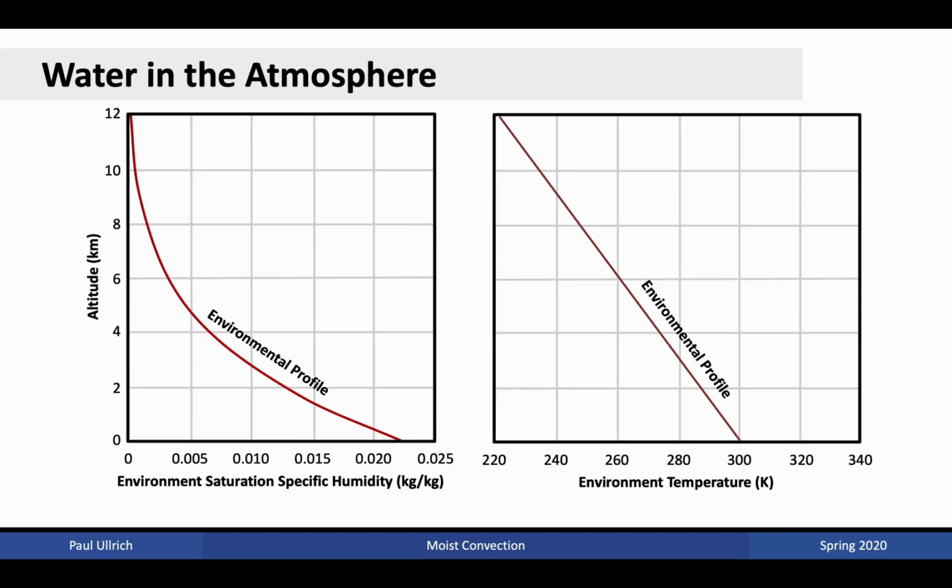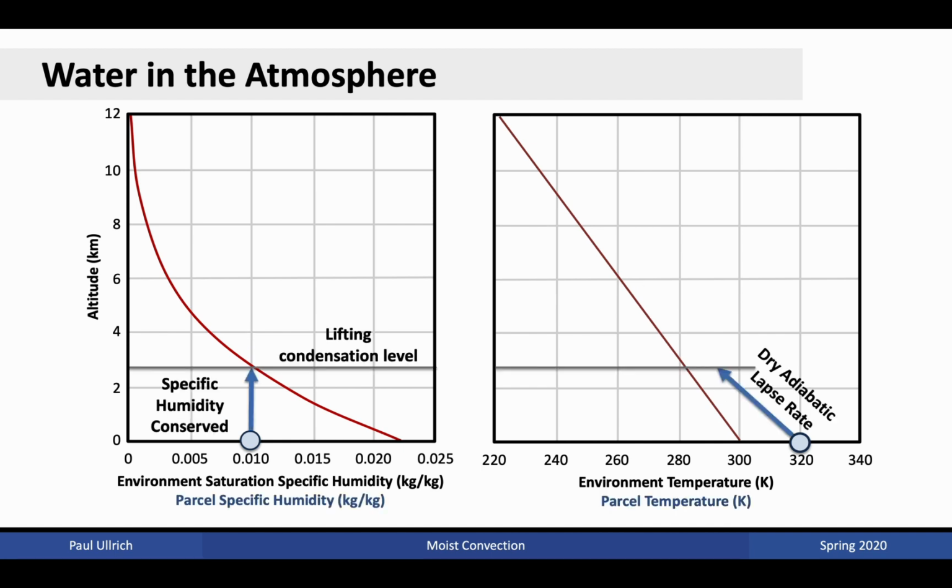Here are two environmental profiles. On the right-hand side, we have the environmental profile of the temperature, with a surface temperature of about 300 Kelvin, and on the left-hand side, we have the environment saturation-specific humidity in kilograms per kilogram for that same environmental profile. If we consider a parcel that begins at the near surface at 320 Kelvin and a specific humidity of 0.01 kilogram per kilogram, this parcel will then rise because it finds itself warmer than its surrounding environment.